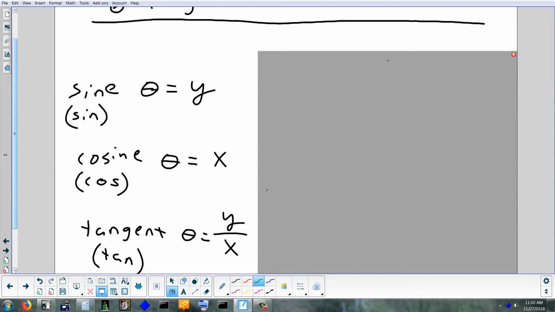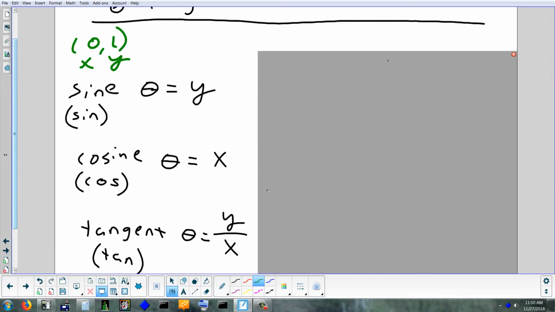So if you said, I would like to know what the sine of 90 is, first thing in my head is I think, okay, sine of 90, the coordinate is 0, 1. Okay, they asked me for the sine value. Sine is always the y, so the sine of 90 degrees, the answer would be 1.